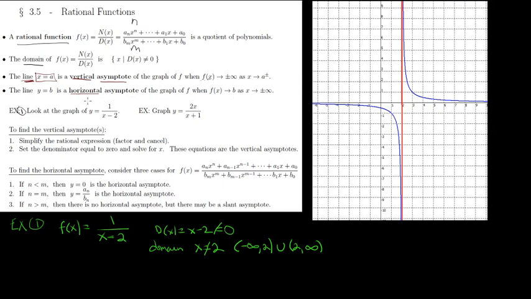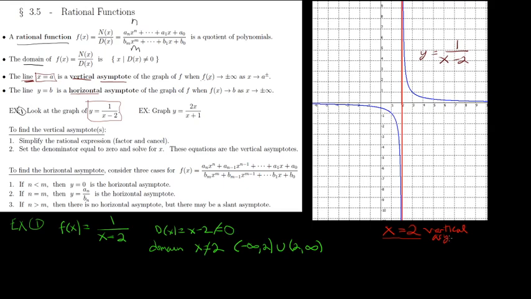So in our first example, I already graphed it over here on the right. This is the graph of 1 over x minus 2. The blue is the graph of the curve. And this red line here is the vertical asymptote. This red line is x equals 2. So this is a vertical asymptote.